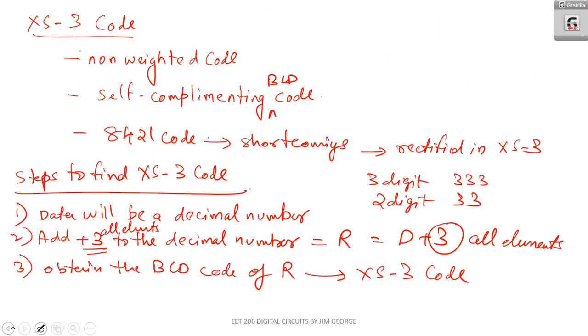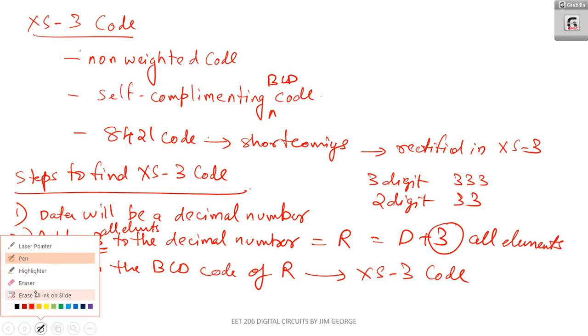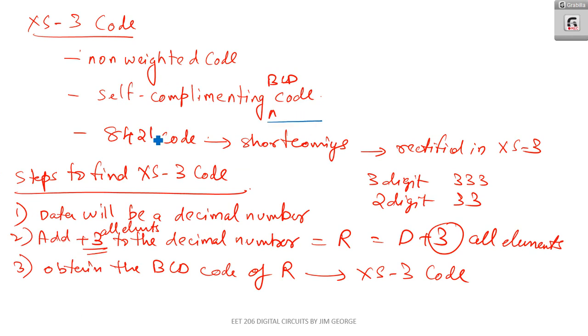Okay. So what is basically an XS3 code? XS3 code is basically a non-weighted code and it is a self-complementing BCD code. What is BCD code? It is binary coded decimal. Now see, 8421 code has a shortcoming that it is not able to determine faults. If some information contains some fault, it will not be able to detect. So that shortcoming is overcome in XS3 code.